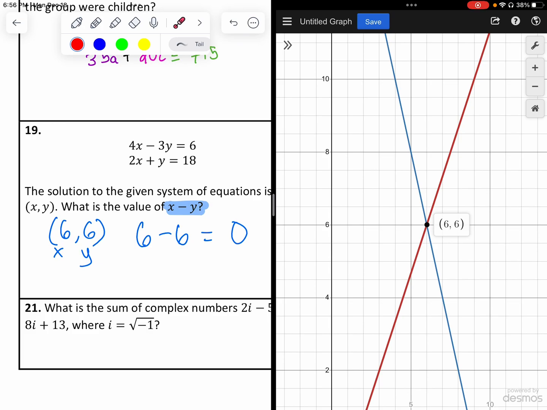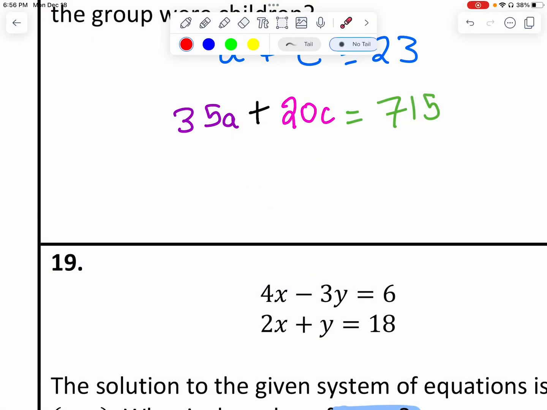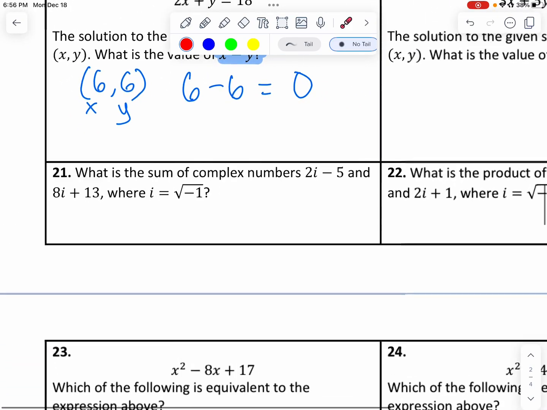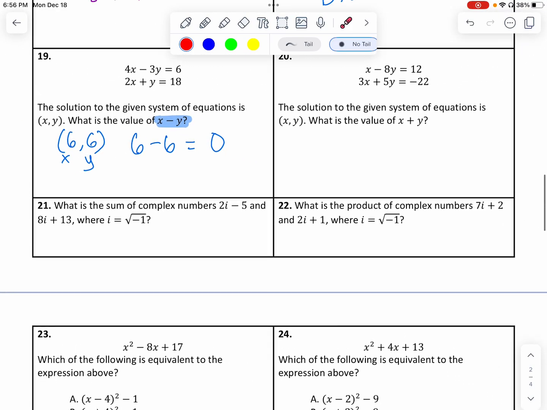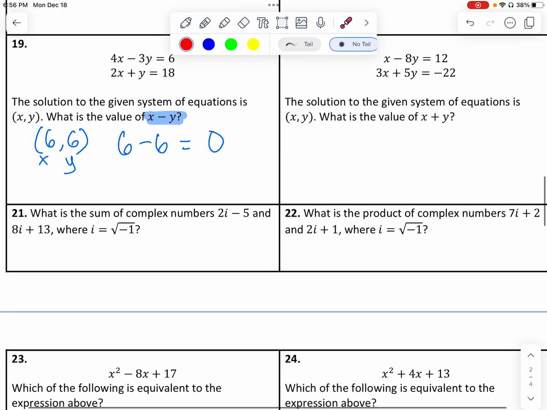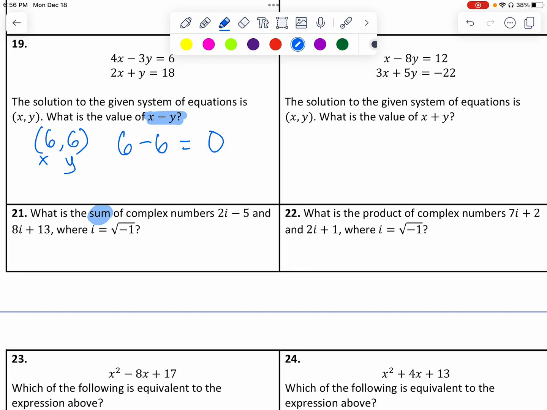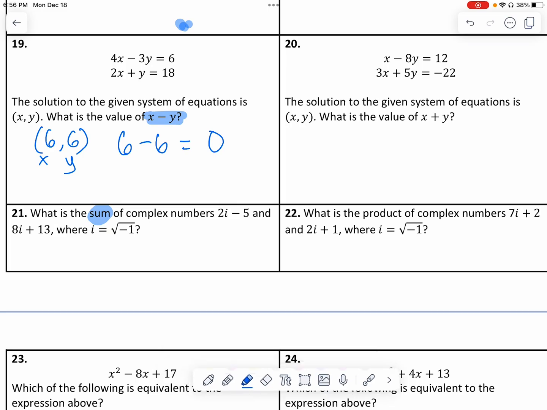Okay, so now let's talk about some complex numbers. This is where a lot of y'all struggled on the DCP, and I yelled at all of y'all. So when it says sum, you add, please. Otherwise, I'm going to be losing all of my hair over winter break, and I will be so mad at y'all when we get back.